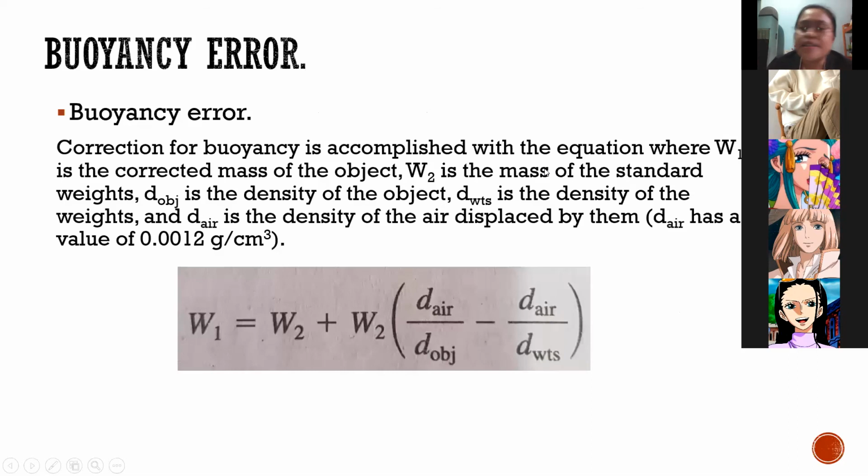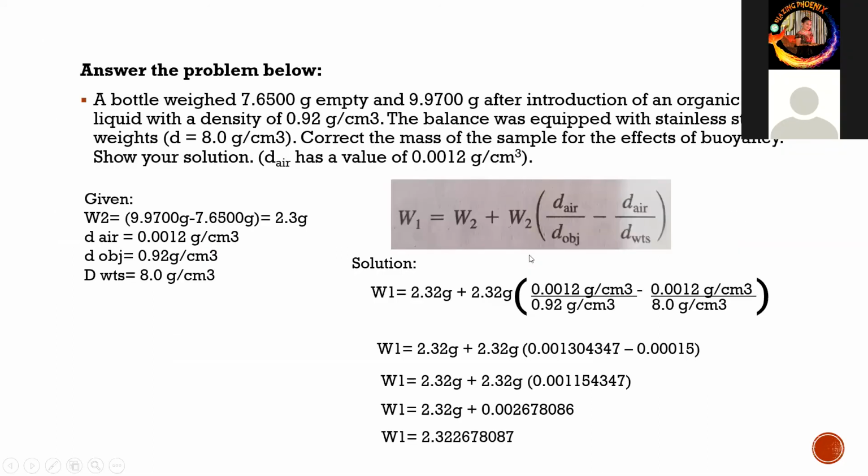Questions, class, on buoyancy error? We don't always do this in the lab. We don't usually correct our mass; we use whatever the analytical balance gives. So again, we mostly do this for our liquids.